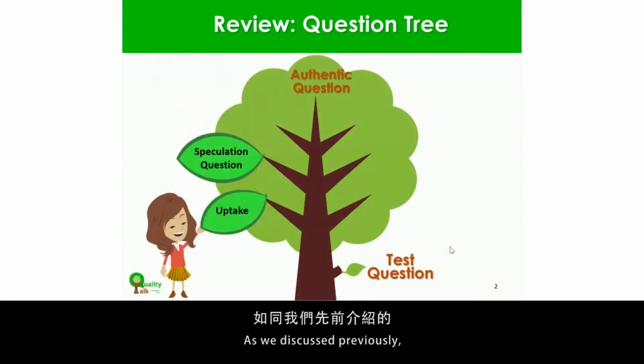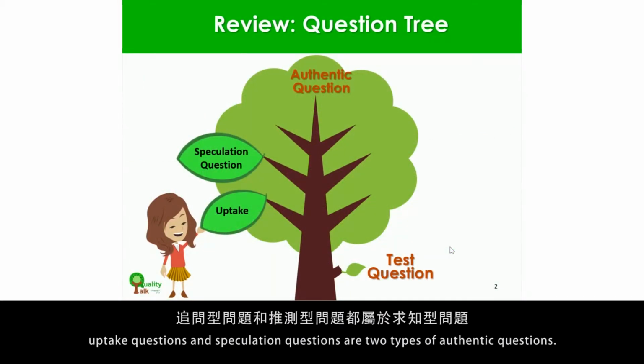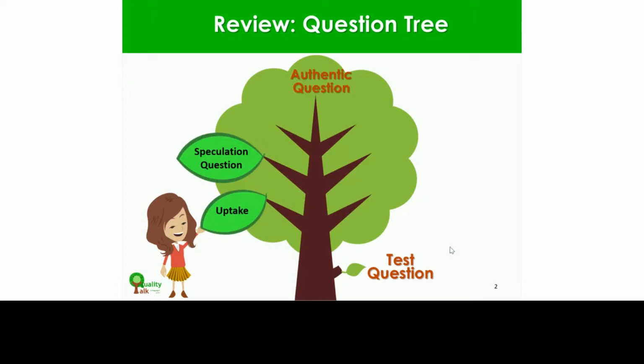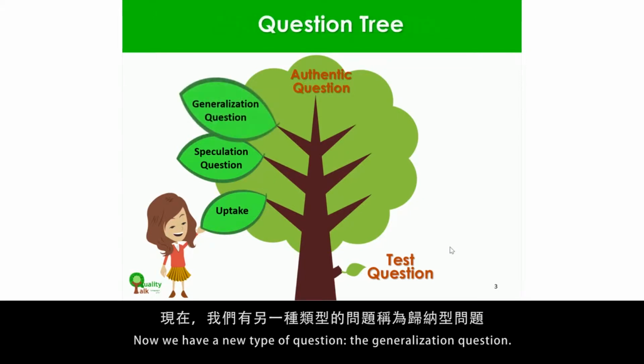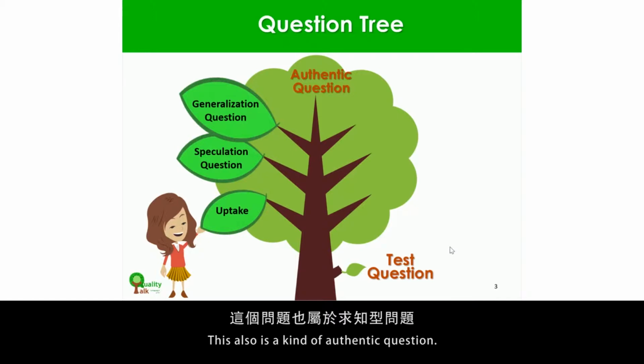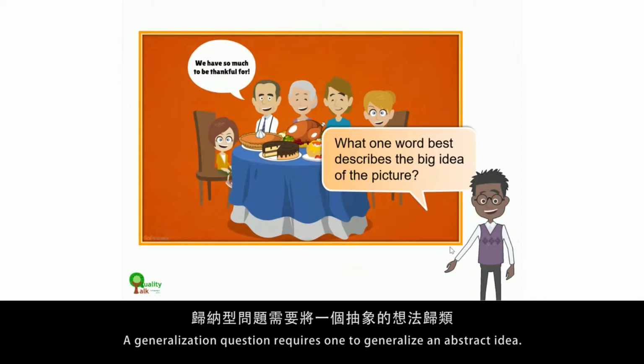As we discussed previously, uptake questions and speculation questions are two types of authentic questions. Now we have a new type of question, the generalization question. This also is a kind of authentic question. A generalization question requires one to generalize an abstract idea.